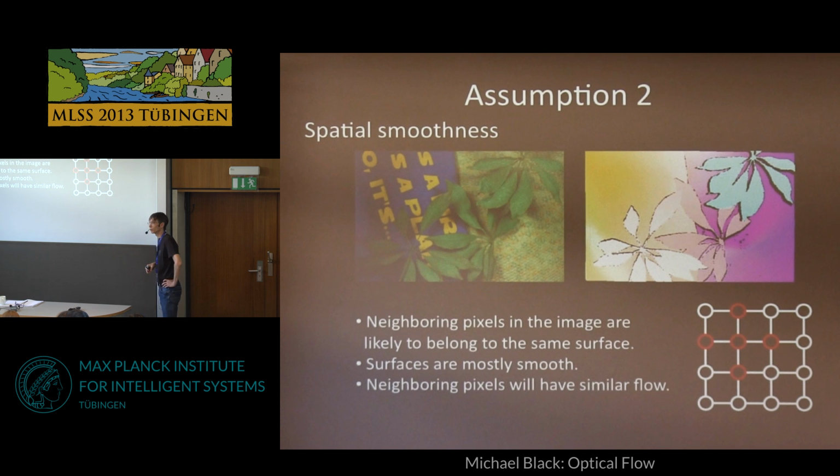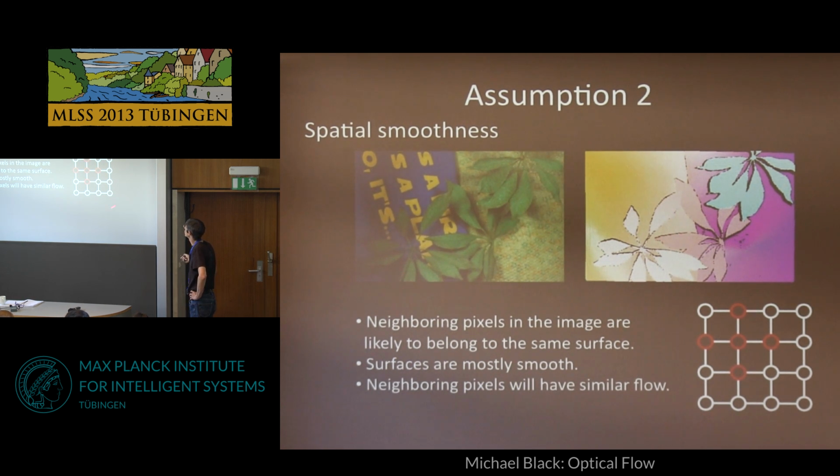It turns out we're going to need another assumption, and it'll become clear in a moment why. But the other one is spatial smoothness. And here we're going to assume that neighboring pixels in an image are likely to belong to the same surface. And that seems a reasonable assumption. Like, these two pixels here probably belong to a surface. These two pixels probably belong to a surface.